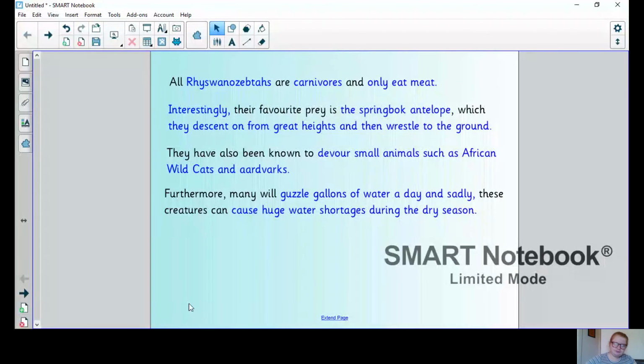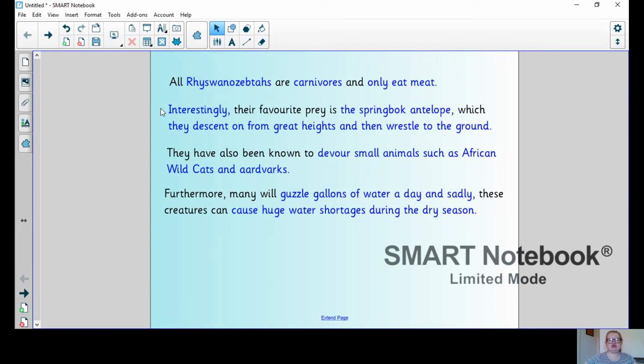So this paragraph is about their diet, so about what they eat. I've written here the paragraph from the model text, and again, the things in blue are things that you can change. So first sentence, all rice zebtars are carnivores and only eat meat. The word carnivore here means animals that obviously only eat meat. So first of all, tell me what kind of animal your animal is and what kind of diet they have.